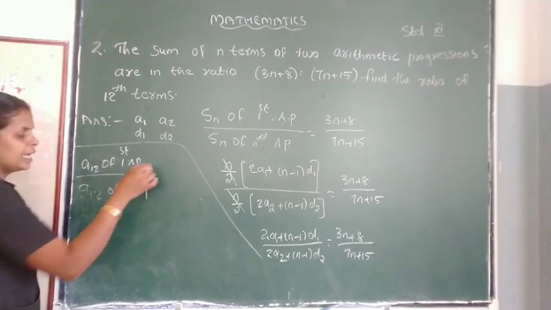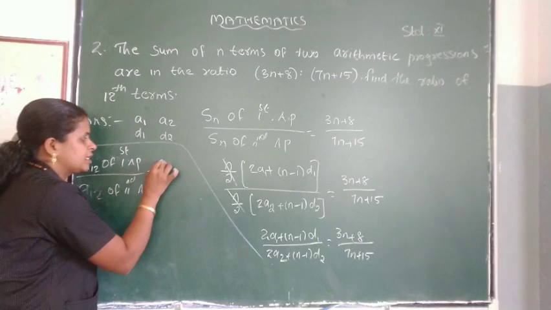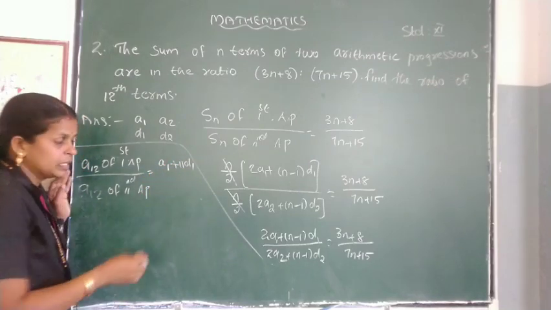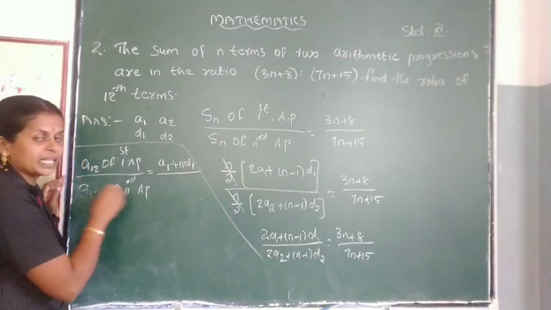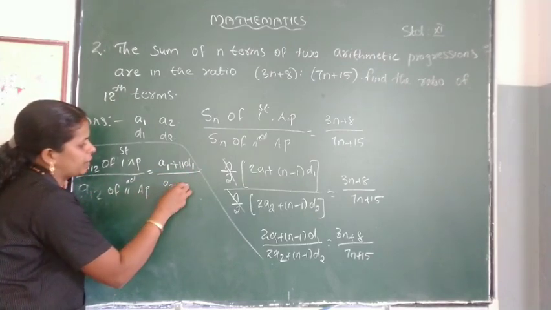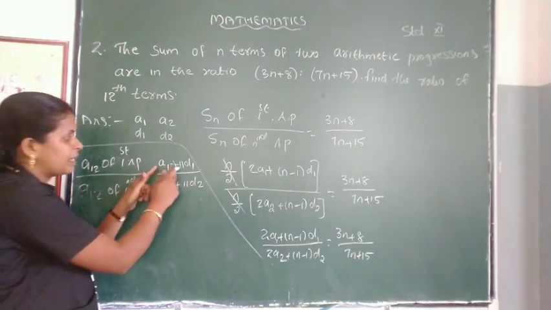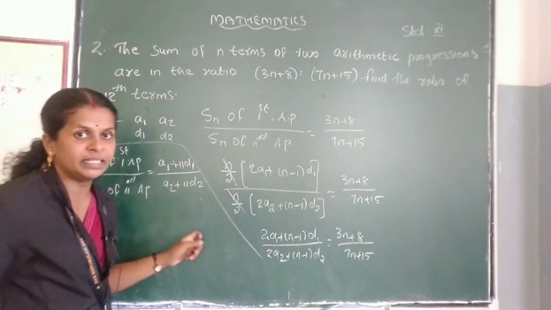So first AP how we can write? 12th term പറയുമ്പോൾ a1 plus 11 d1 ആയിരിക്കും, right? Divided by 12th term of the second AP means we can write a2 plus 11 d2. ഓക്കെ, അപ്പോൾ ഇവിടെ നമുക്ക് a1 പ്ലസ് 11 d1, a2 പ്ലസ് 11 d2 കിട്ടണം അല്ലേ?